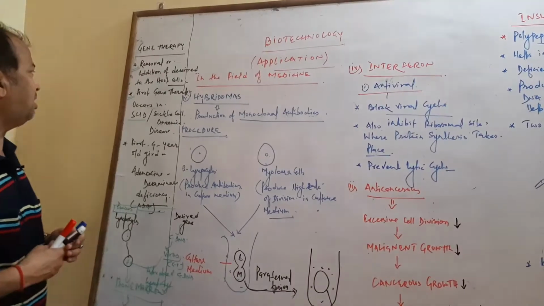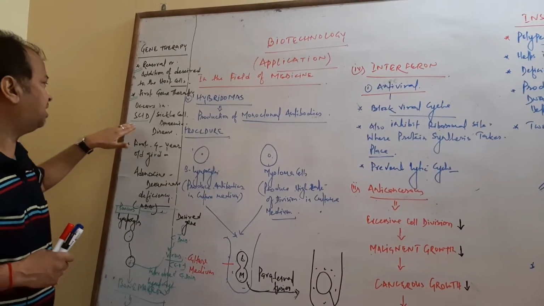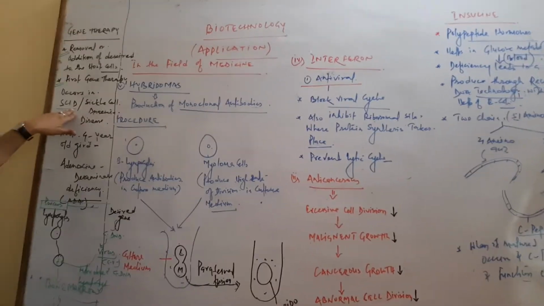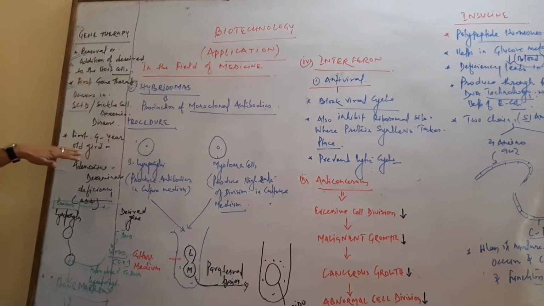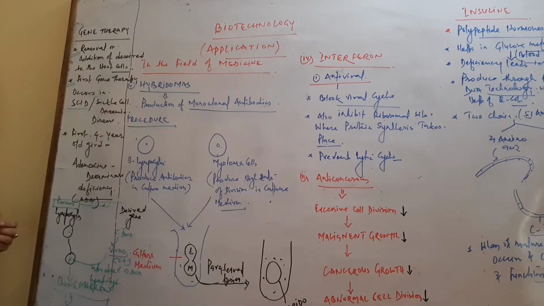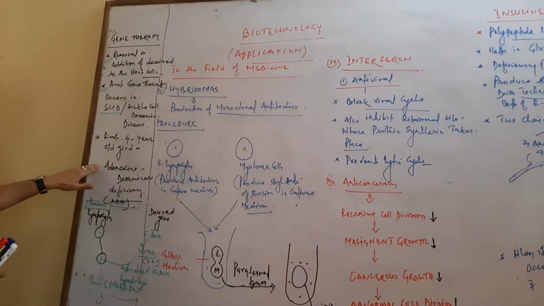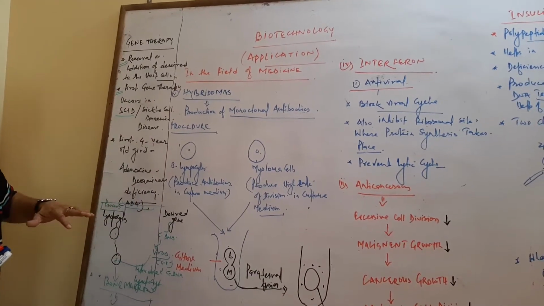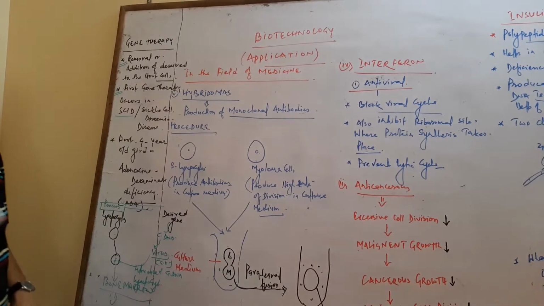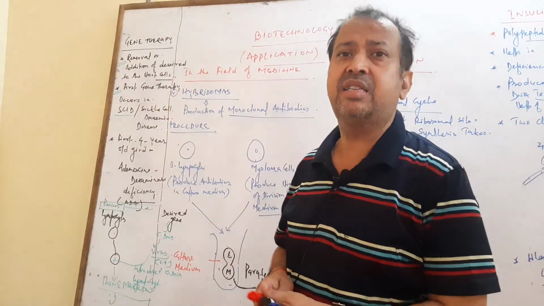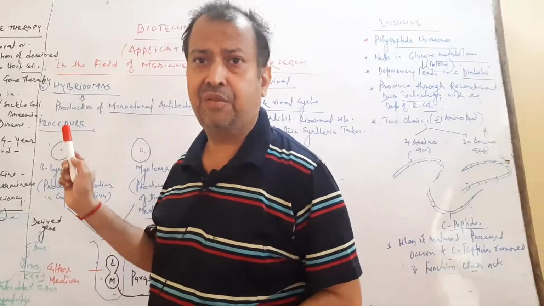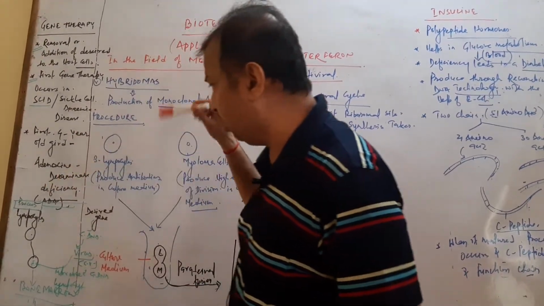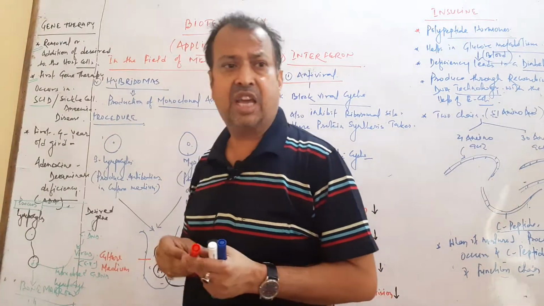The first gene therapy occurred in a patient of SCID. SCID means severe combined immunodeficiency patient, or sickle cell anemia. The first gene therapy took place in a 4 year old girl who was suffering from adenosine deaminase deficiency, called ADA deficiency. So this therapy occurred for the first time in a 4 year old girl. This is the procedure, the method of how the therapy takes place.